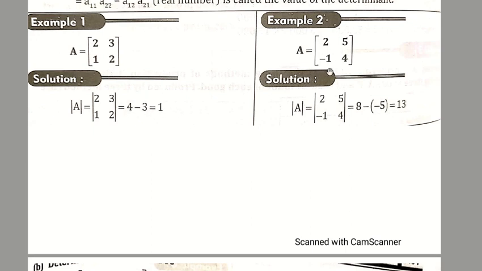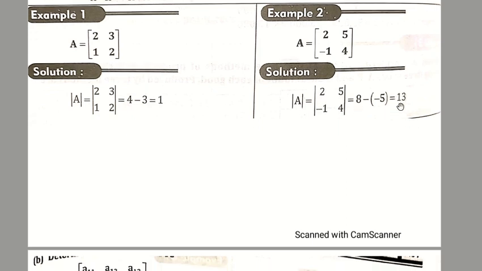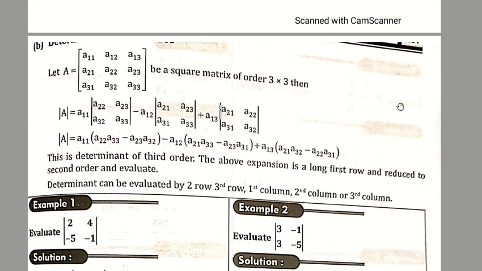Here they have given 2, 5, minus 4 and 1. 2 into 1 is 2, wait, 2 into 4 is 8, and 5 into minus 1 is minus 5. So minus into minus will become plus. So 8 plus 5 is 13, and the sign is plus.